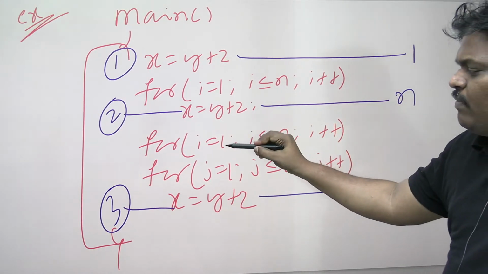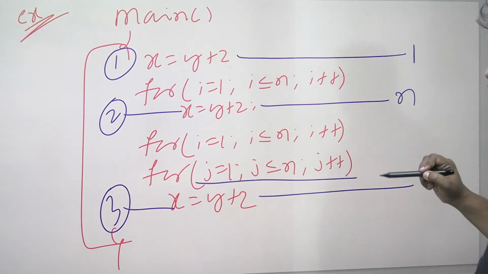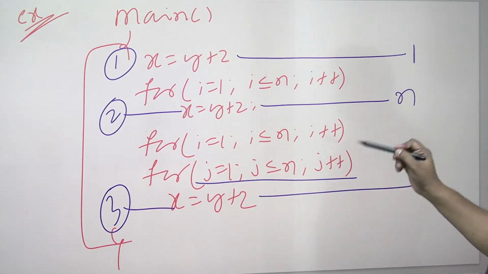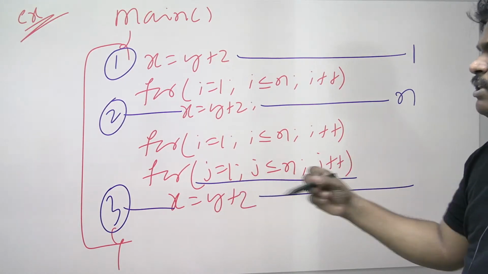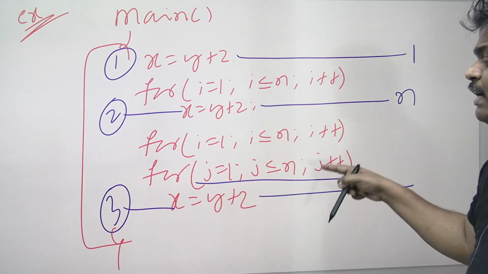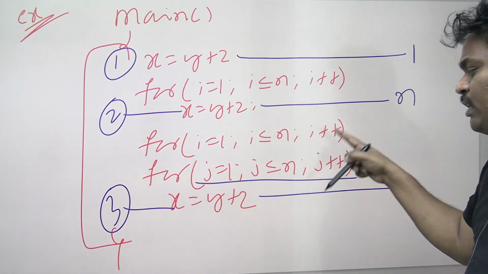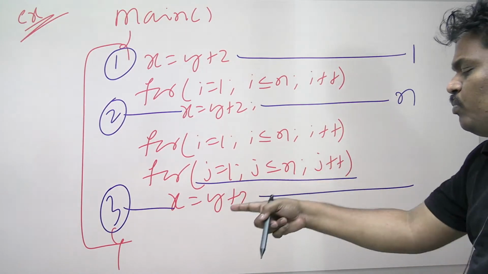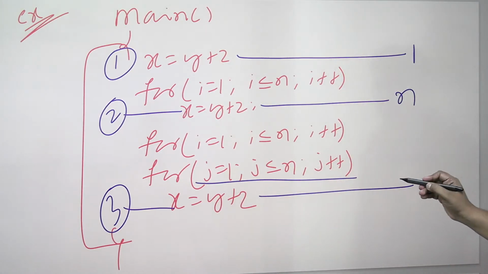See, for each i value, j will run n times. For i value 1, the j loop runs n times, and every time statement 3 will execute. For i value 2, the j loop runs n times, every time statement 3 executes. For i value 3, the j loop is executing n times, so the third statement will execute n times. So it will execute like this.